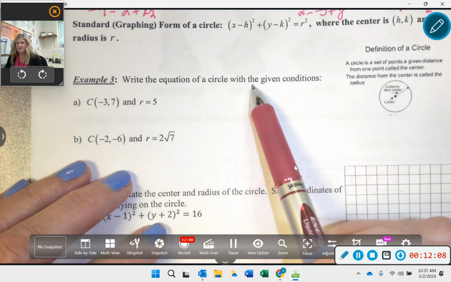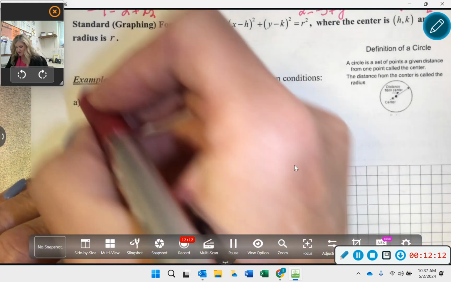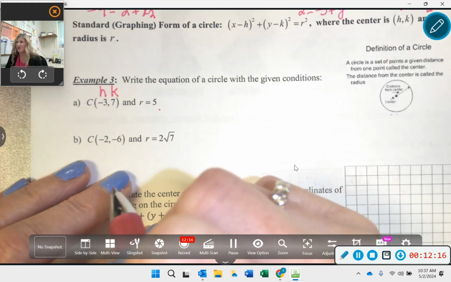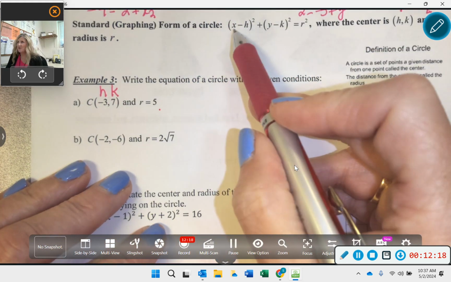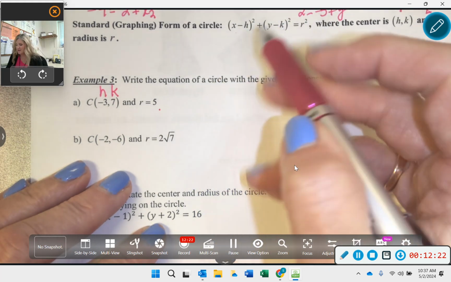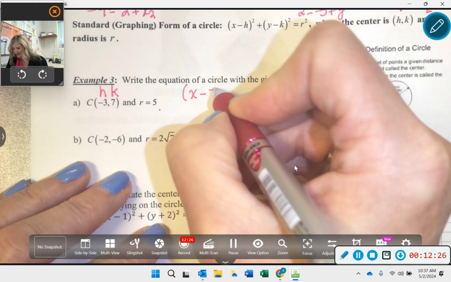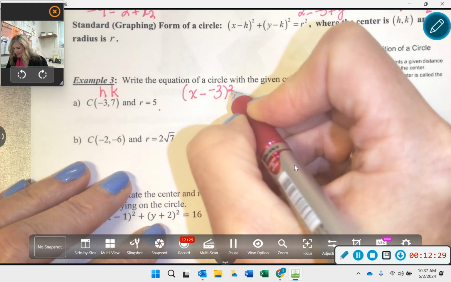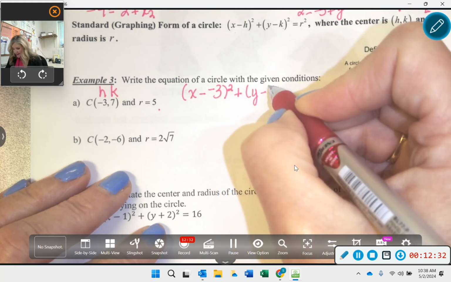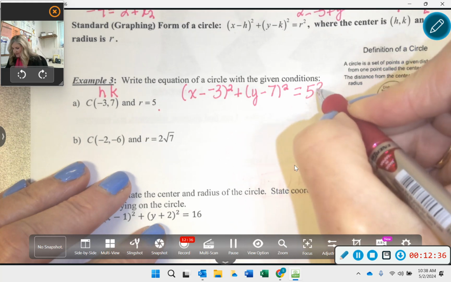First, we're going to start in this direction. Write the equation of a circle with the given conditions. Here's the center. So this is h, this is k, they tell us r. I'm going to plug that into, see, we're going the other way. We want to come up with the equation. So I'm going to have to do x minus my h squared plus y minus my k squared equals 5 squared.